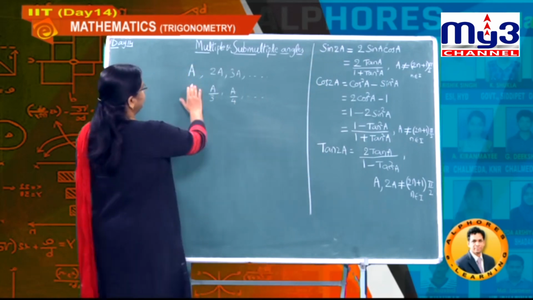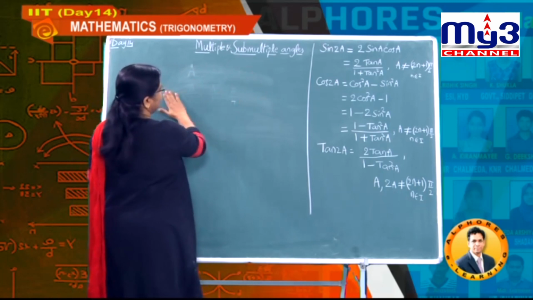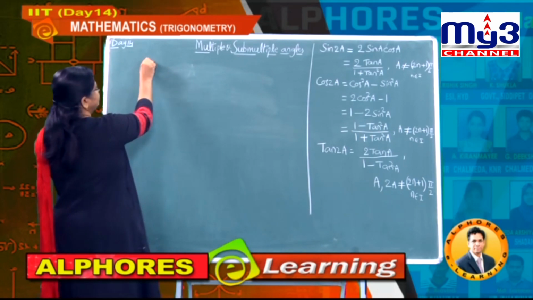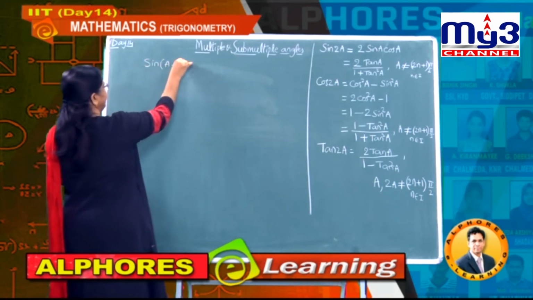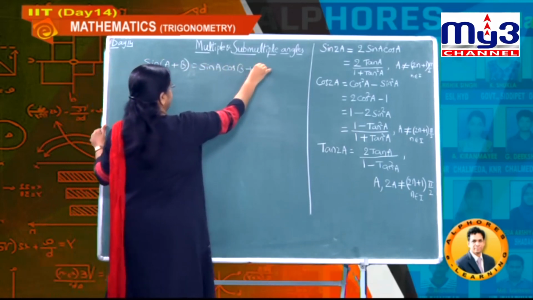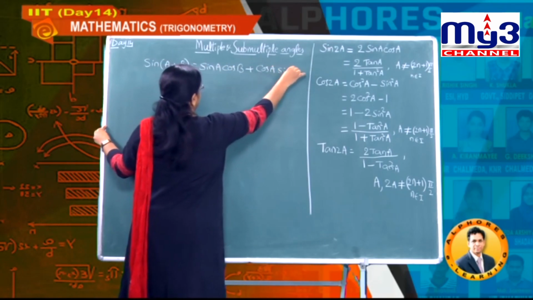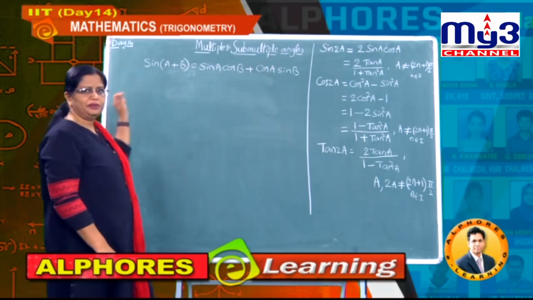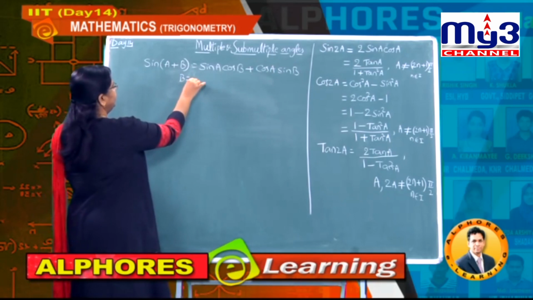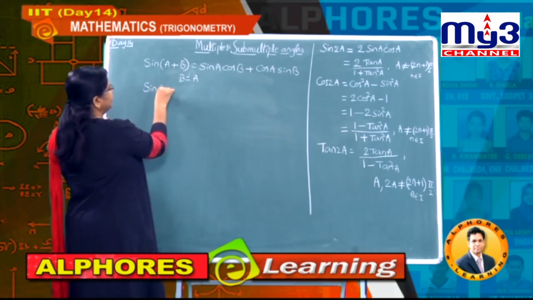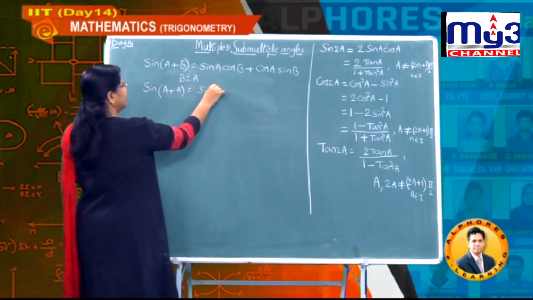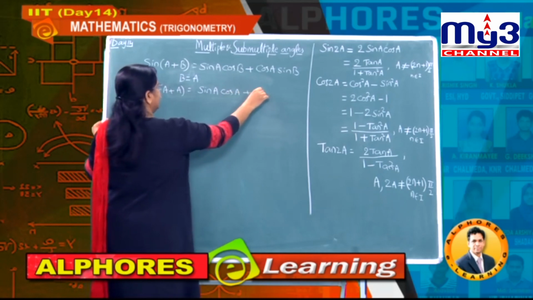Students, earlier you came to know about sin of a plus b. What is the sin of a plus b formula? It is sin a cos b plus cos a sin b. From compound angles we deduce this value. Now from this I am going to substitute angle b equal to angle a. So if I put b equal to a, then sin of a plus a is sin a cos a plus again cos a sin a.